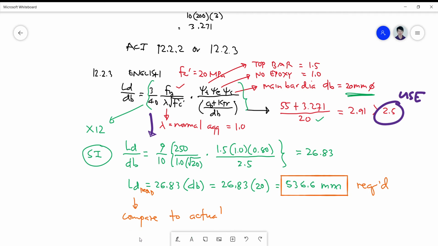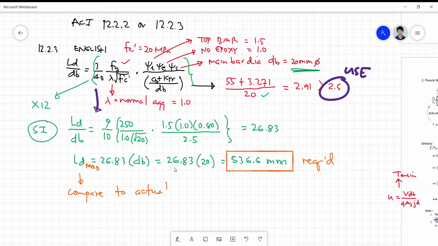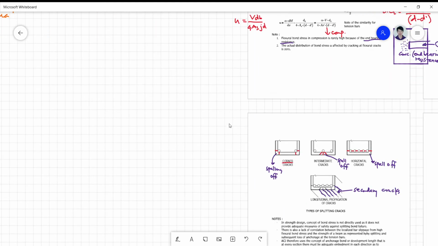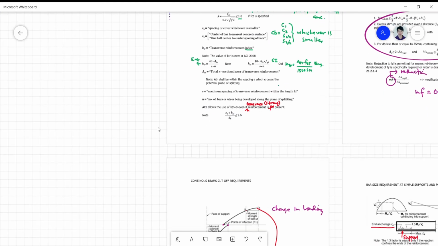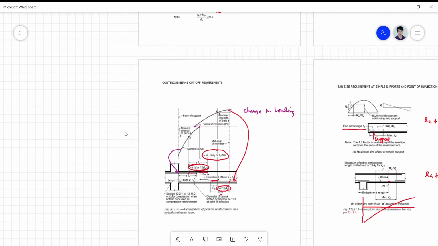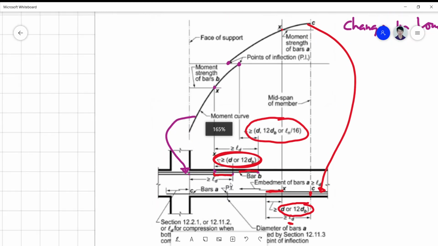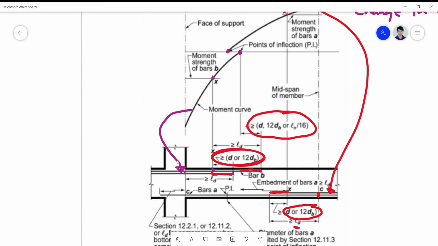Just like what I showed you in the previous video, we have here a drawing on how to get the actual values. So these are the actual values of LD here, starting from there up to this point. That's also the LD actual, and this is the one where we add the extensions, the factor of safety D or 12 dB, including the ln over 16 if it is at the point of inflection. So those are the comparisons.